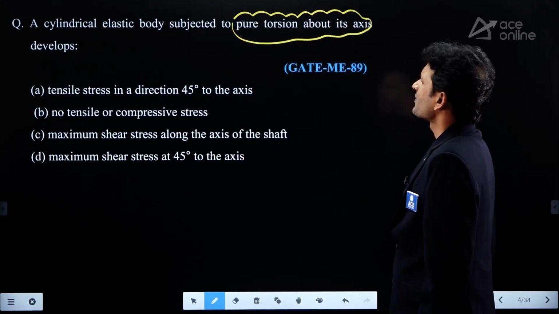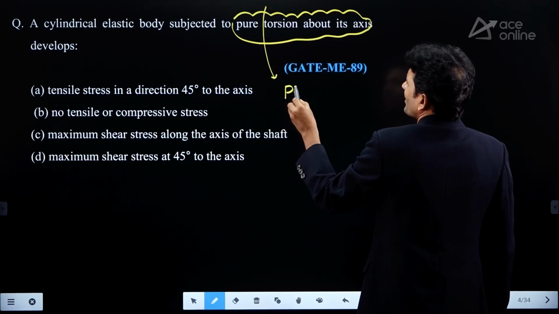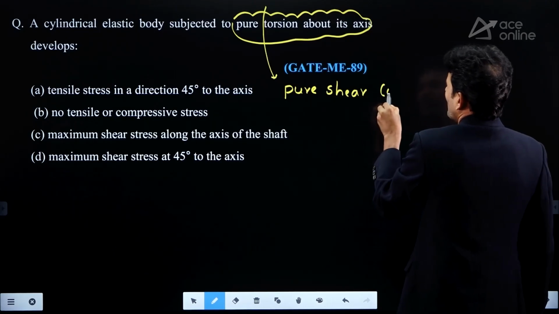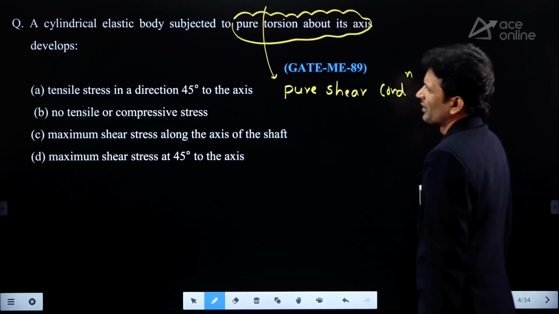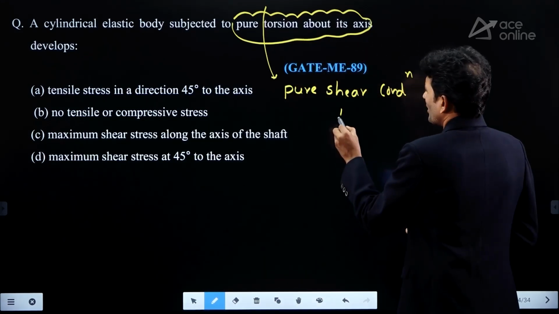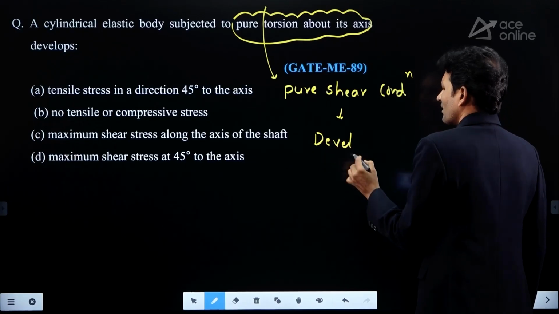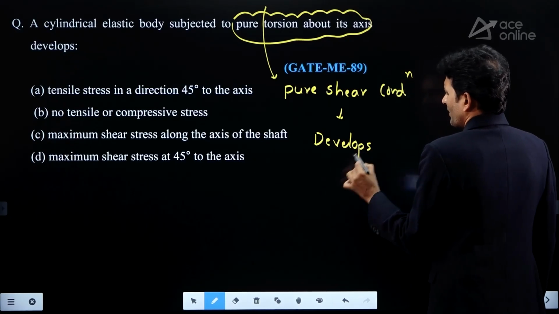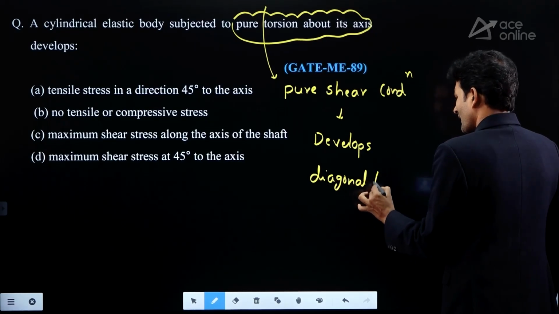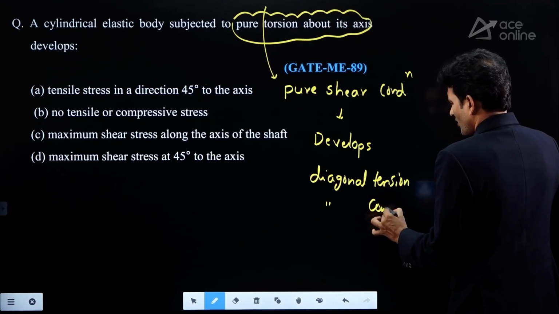Here the member is subjected to pure torsion. Pure torsion will develop a pure shear condition. As we know, under pure shear condition it develops diagonal tension and diagonal compression. Already we know that. It develops diagonal tension and diagonal compression, obviously.